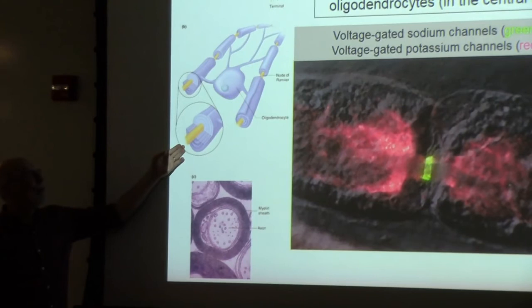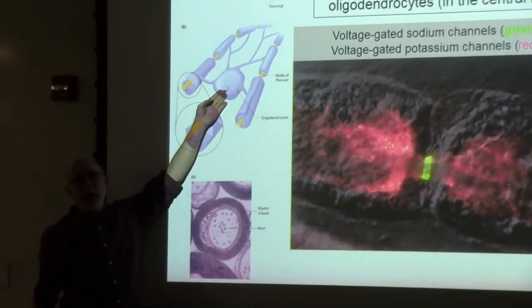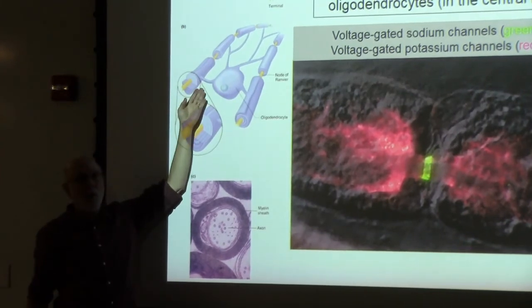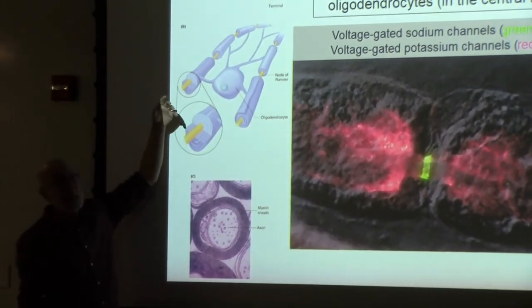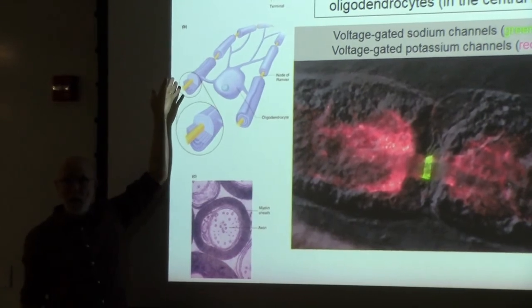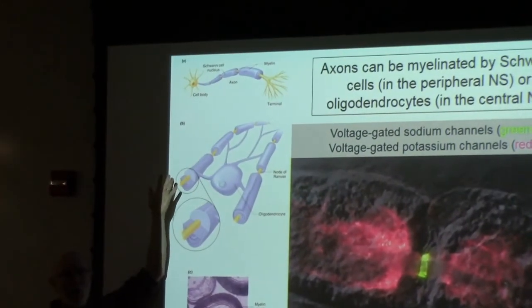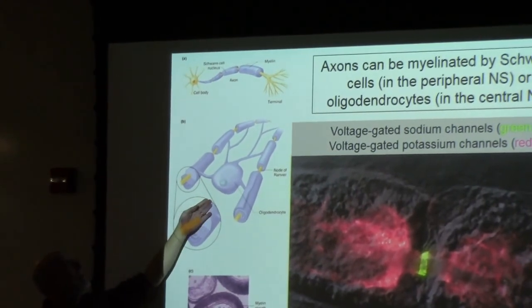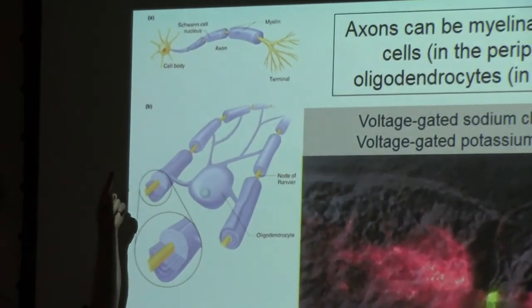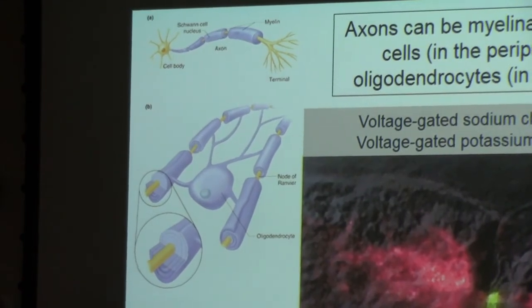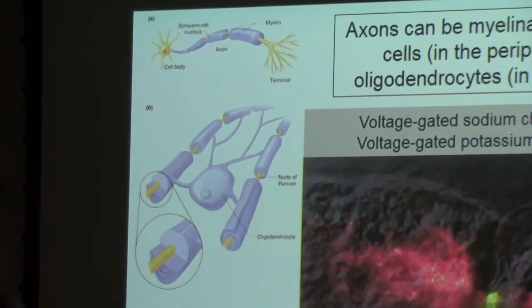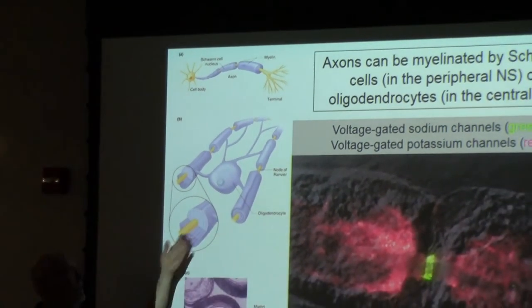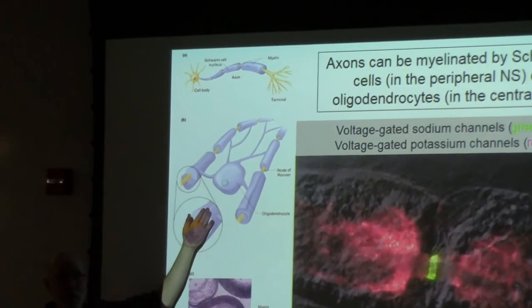And here's a cartoon of an oligodendrocyte wrapping axons with myelin. And up there is a cartoon of a Schwann cell wrapping an axon with myelin. Central nervous system, peripheral nervous system. Not all neurons are myelinated. Some of them are bare. The axon is not myelinated, but many of them, most of them in our nervous system are.